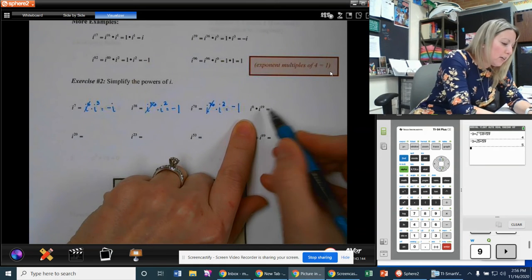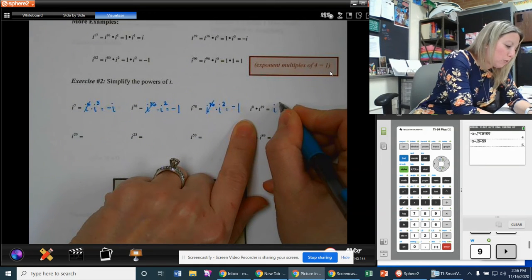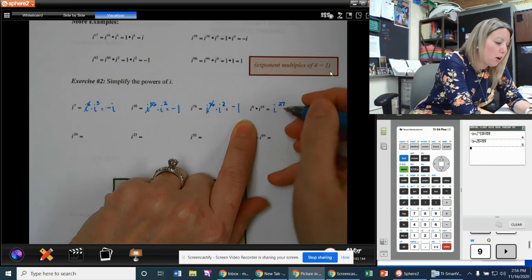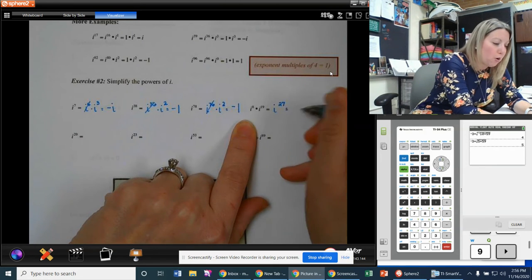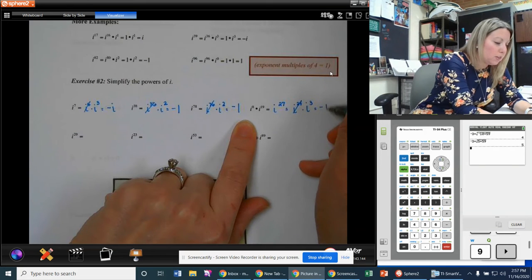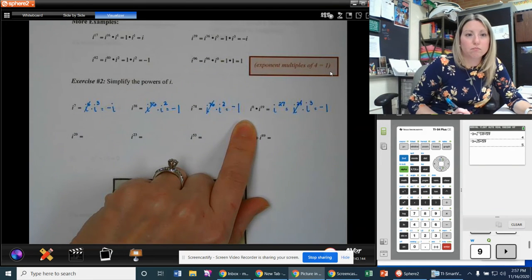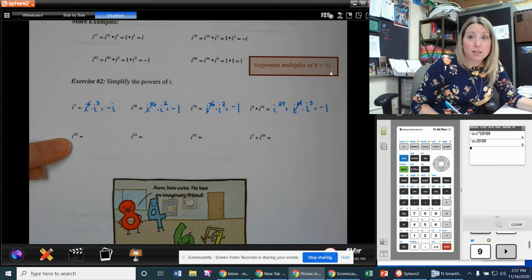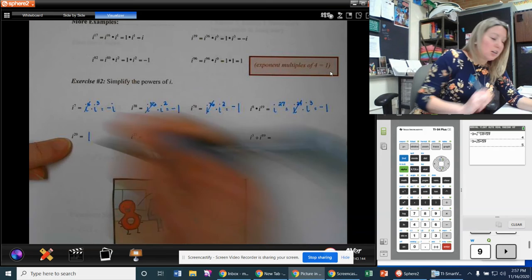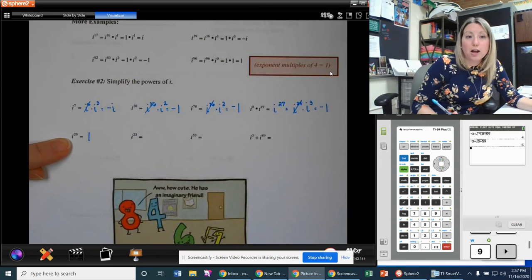Okay, multiply these together, which really means add the exponents, you get 27. What's the closest multiple of 4 to 27 without going over? That's 24. And 27 minus 24 is i cubed. So this cancels to a 1. i cubed is equal to -1. 20 is a multiple of 4. So this is equal to 1. If your exponent is a multiple of 4, your answer is 1.